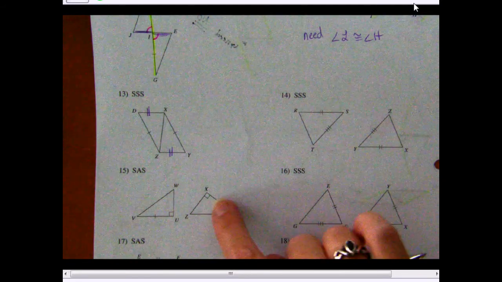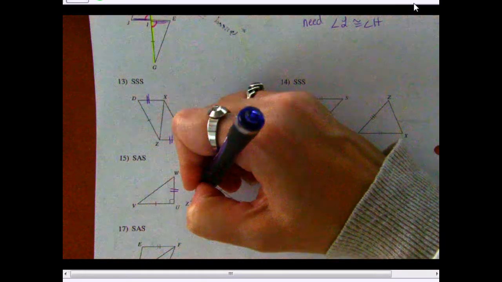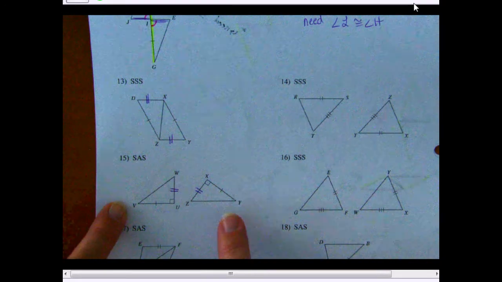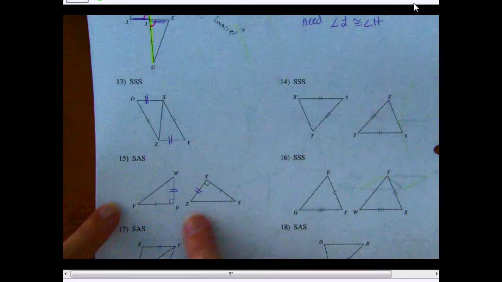Oh, sorry, I thought we just jumped it. Yeah, it's already marked. So on 15, I have a side, I have an angle, I need the other side on the other side of the angle. Now, you can't mark VW and ZY because I need the sides on either side of the angle, right? Because I need it to be side, then an angle, and then another side. So WU to be congruent with ZX. ZX, yeah.